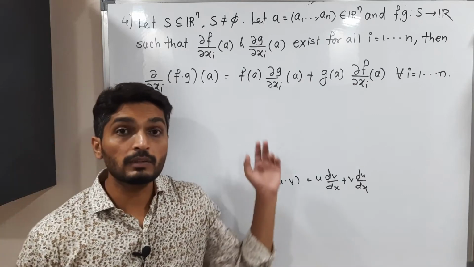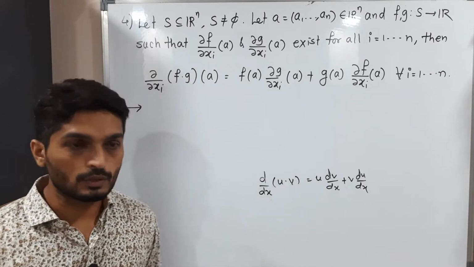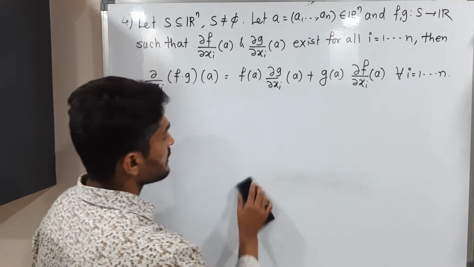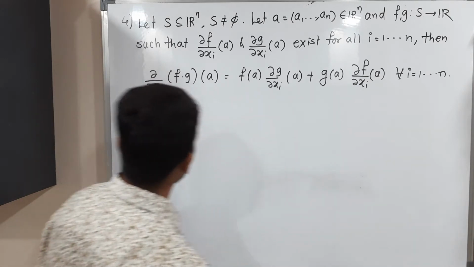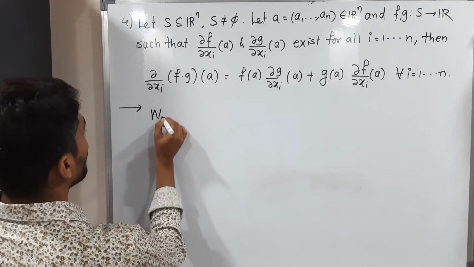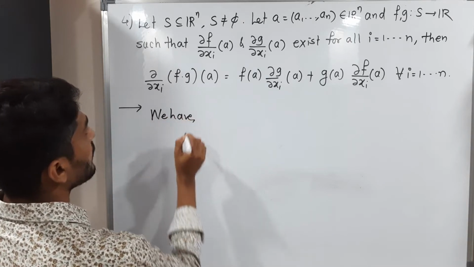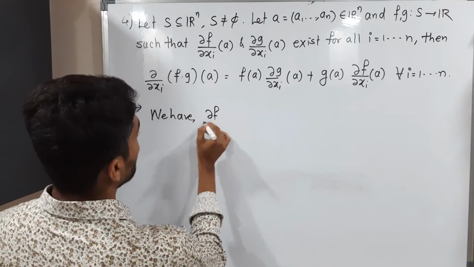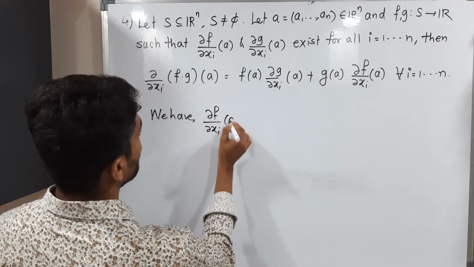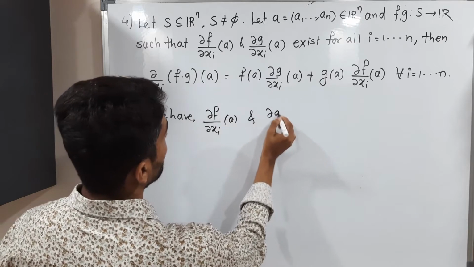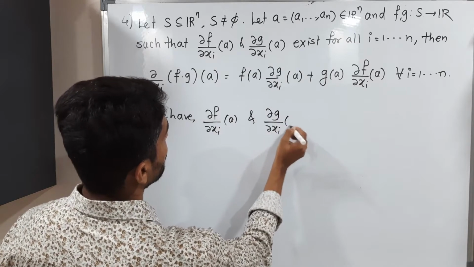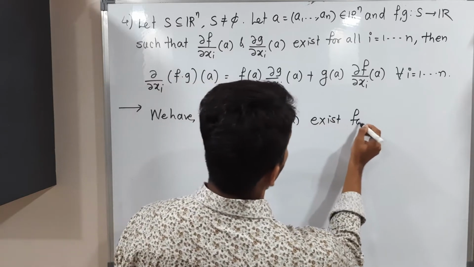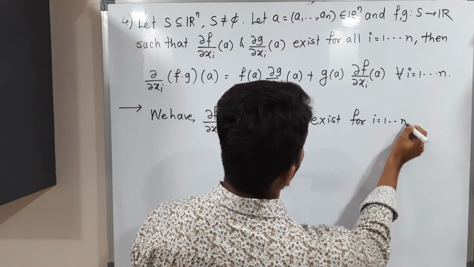We call it the u into v formula of derivative. The same formula we get for partial derivatives also, so this result we have to prove. We will start with the given information. We have that these two partial derivatives, del f by del xi of a and del g by del xi of a, exist for i equal to 1 to n.